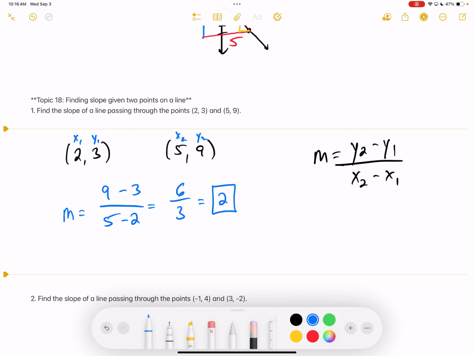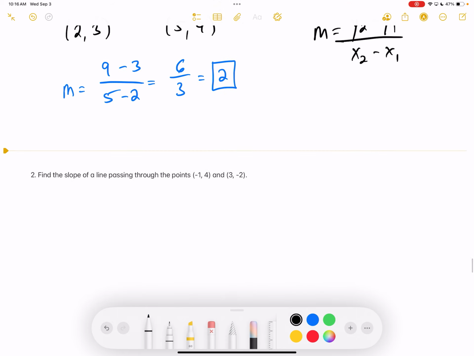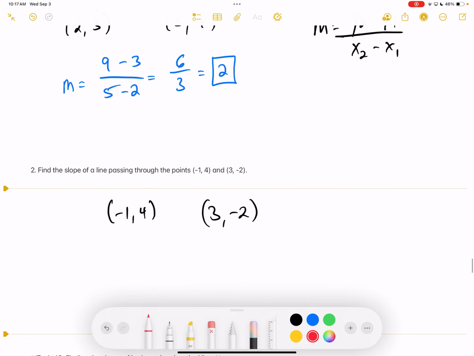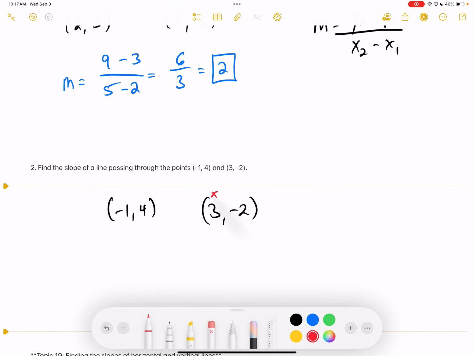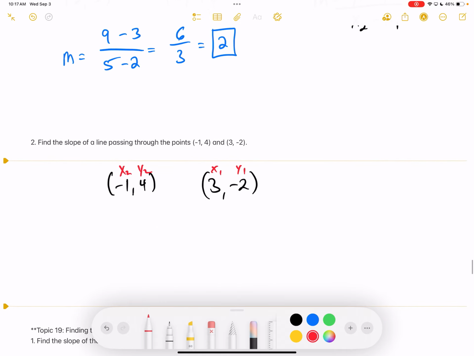Okay? It does not matter which one you make be your second point and which one you make be your first point. So like if I wanted to say this was x1, y1, and this is x2, y2, that's fine. What you have to do is, let me write it out real quick and I'll say it. y sub 2 minus y sub 1 over x sub 2 minus x sub 1.